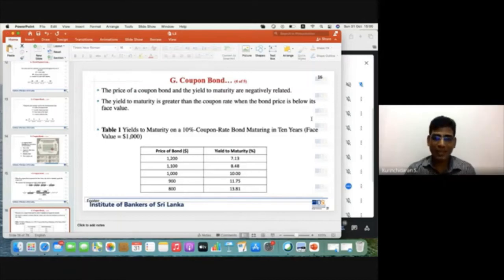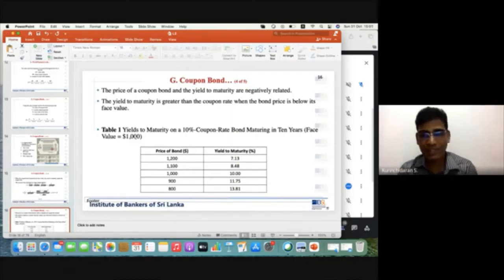Okay, now you assume you are buying a bond. The bond face value is $1,000. See table one, this one. A 10% coupon rate bond. Coupon rate, how much? 10%. Maturing in 10 years. It's a 10-year tenor coupon bond. And the face value is $1,000.